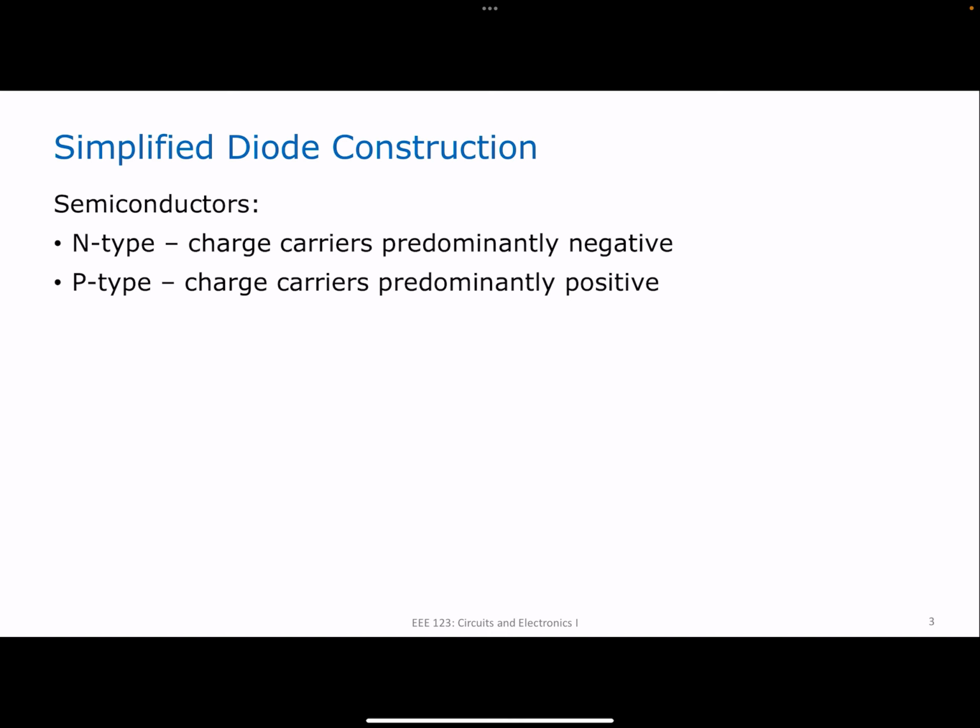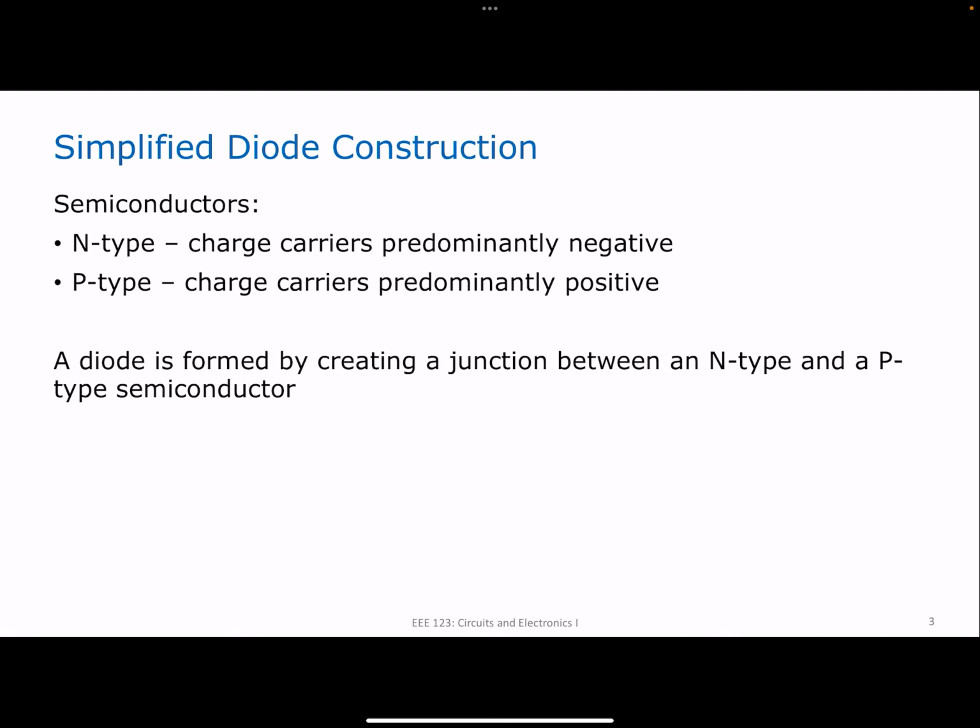Before I can explain to you the simplified construction of a BJT, let me provide you a simplified construction of a diode. There are two types of semiconductors based on what type of charge carrier predominates. You have your N-type semiconductor where your charge carriers are predominantly negative, and your P-type semiconductor where your charge carriers are predominantly positive. A diode is formed by creating a junction between an N-type and a P-type semiconductor.